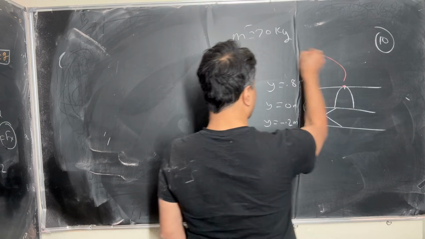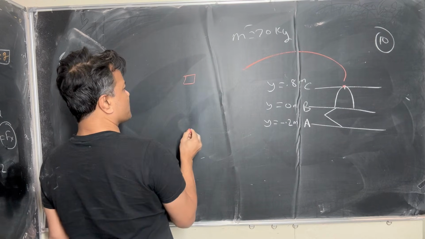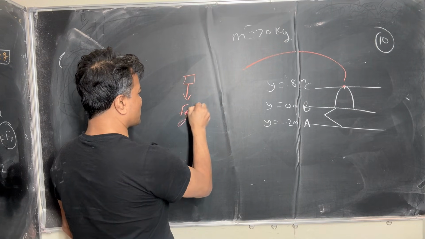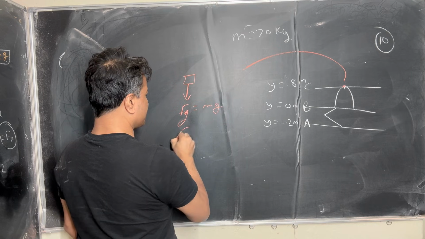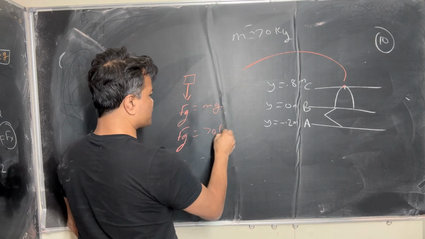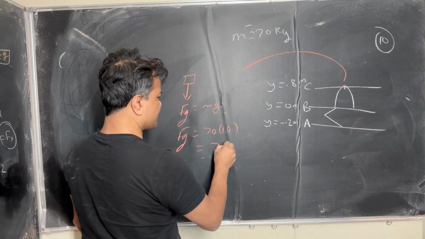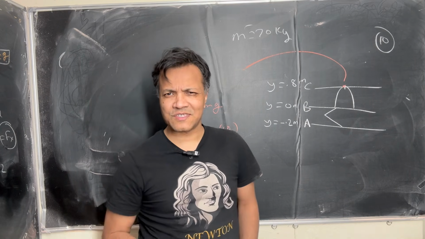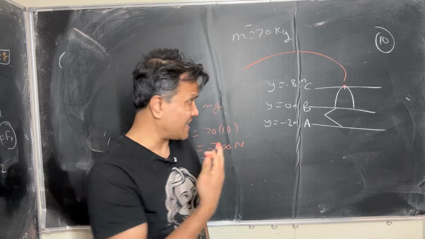At that location, a free body diagram would be, since he is in free fall, Fg is equal to mg, and that is Fg is equal to 70 times 10. So this is 700 Newton. Of course, this should be negative because the direction of the net force is down. And that is problem 10.